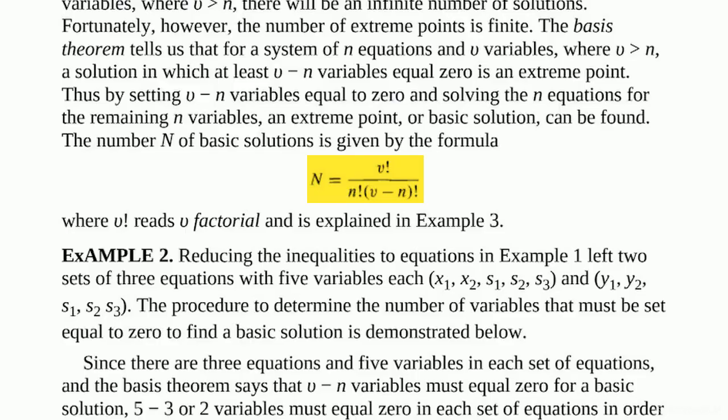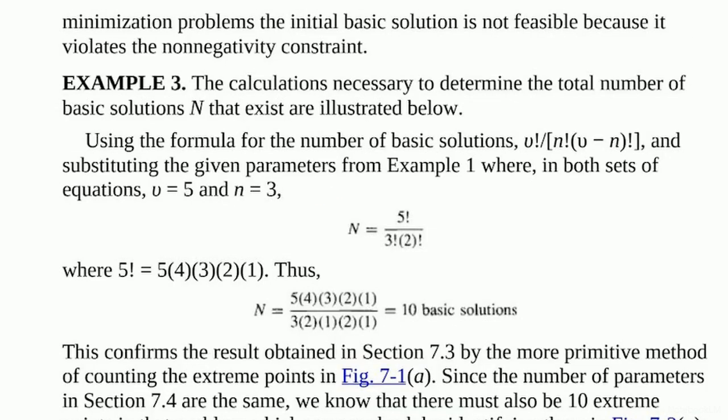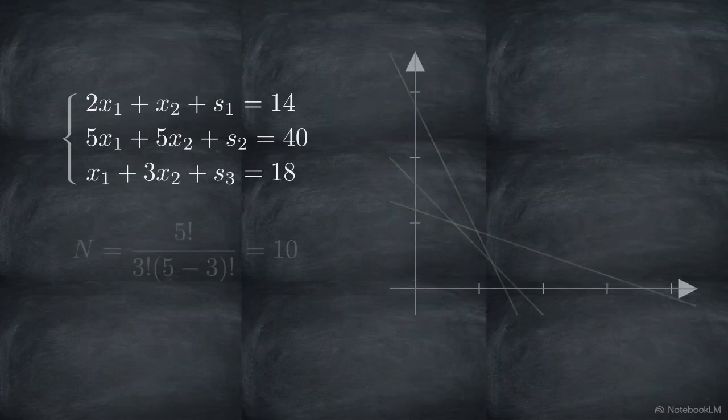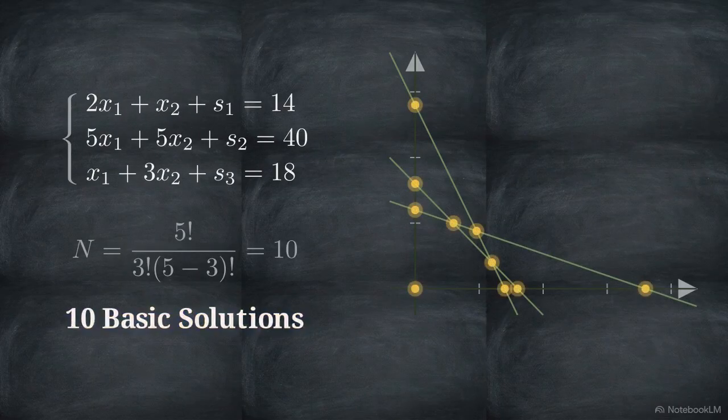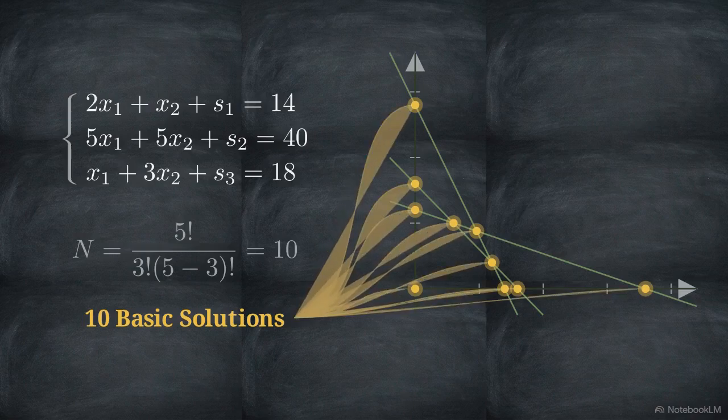This combinatorial formula calculates exactly how many of these mathematical extreme points exist in our matrix. By plugging our 5 variables and 3 equations into the formula, the math resolves to exactly 10 basic solutions. Those 10 mathematical permutations calculated by the abstract basis theorem perfectly mirror the 10 geometric intersections we graphed earlier.